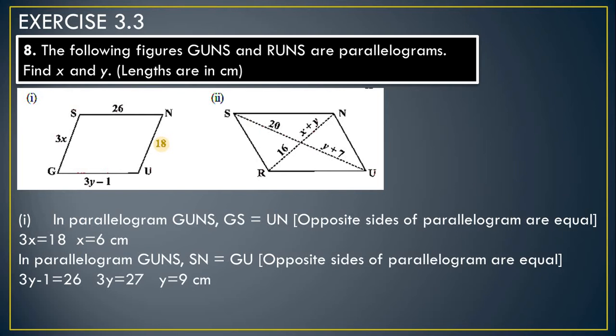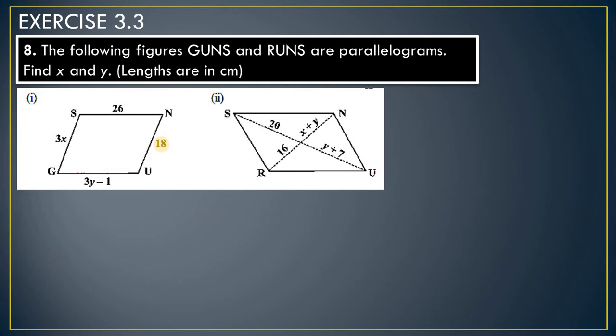So 3y minus 1 is 26, so 3y equals 26 plus 1, which is 27. Divide 27 by 3. 3 nines are 27, so y equals 9 centimeter.